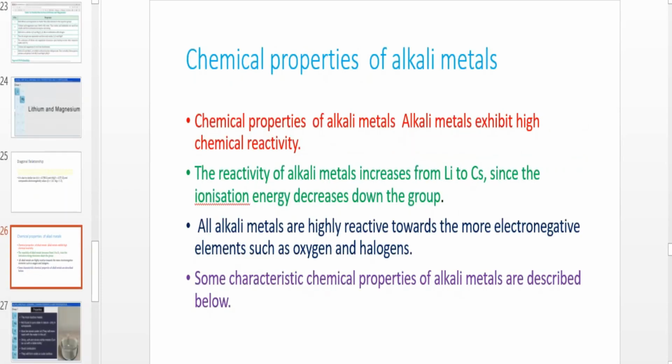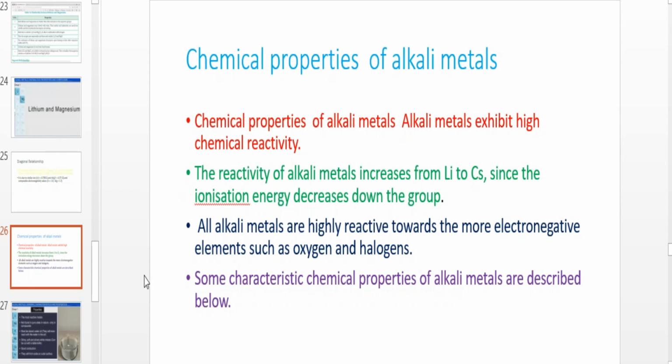Then regarding chemical properties of alkali metals. First property, alkali metals exhibit high chemical reactivity. As we move down from top to bottom in the s-block elements, the reactivity of alkali metals increases from lithium to cesium. Ionization energy decreases down the group. Reactivity increases but ionization energy decreases.